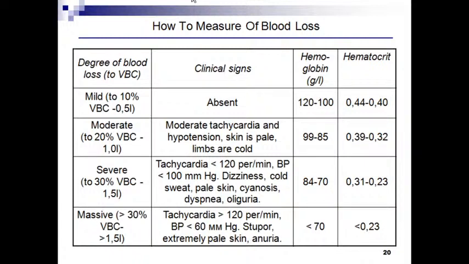And critical state of the patient. Tachycardia above 120 beats per minute, blood pressure considerably decreased, 60 millimeters. Very severe mental disorders such as stupor, extremely pale skin and anuria. The patient's state is very severe, critical, because he has massive bleeding. Blood loss can be above 1.5 liters. Hemoglobin decreases below 70 grams and hematocrit below 0.23.